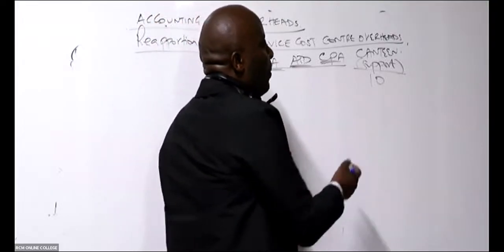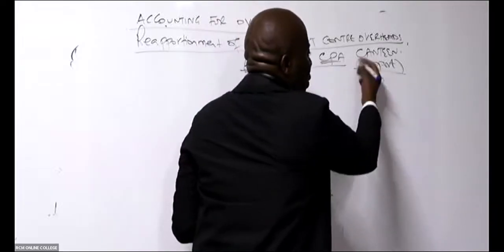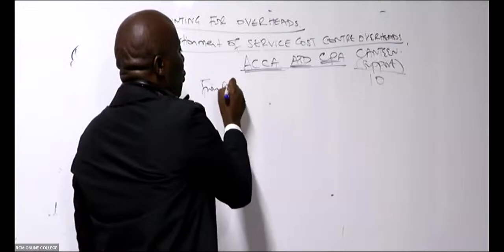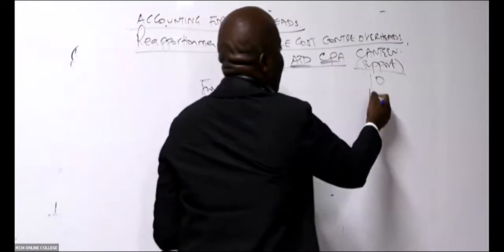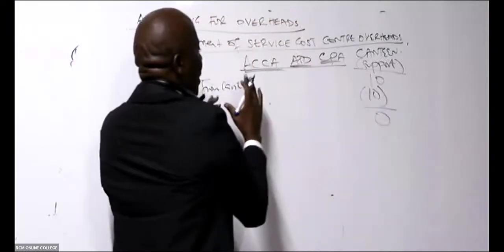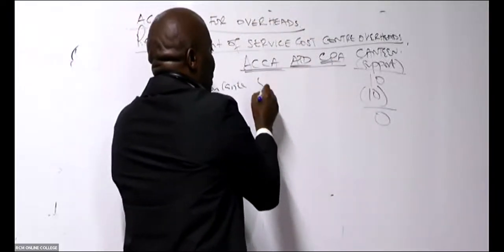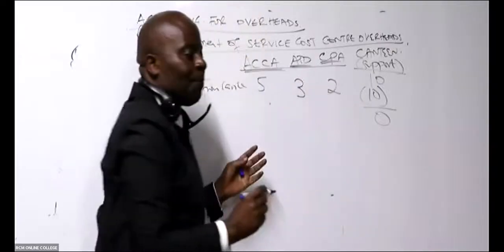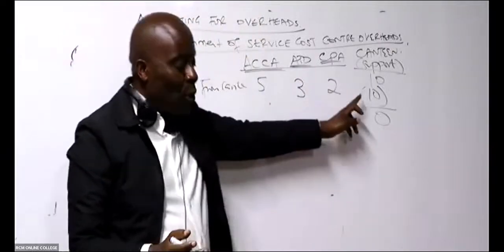So at the end of the day, we must reapportion this. From the canteen, we simply remove this 10 to have it standing at 0. And then this 10, depending on the criteria, this department could take 5, this one here could take 3, and this one here could take 2, like that. So you reapportion this.